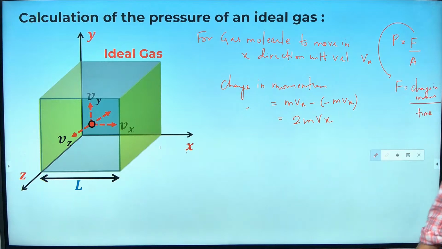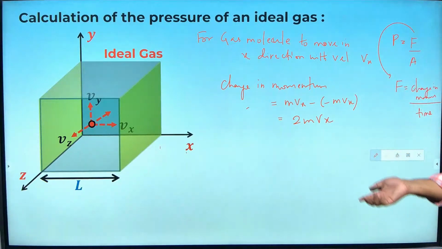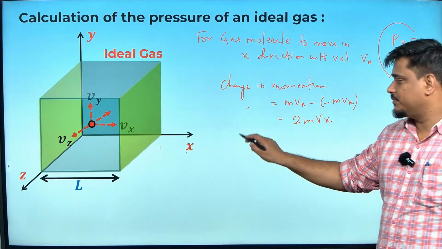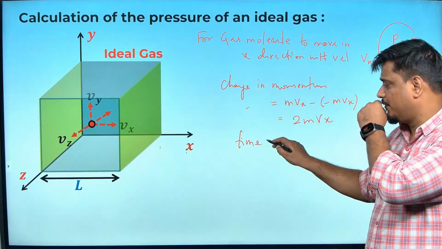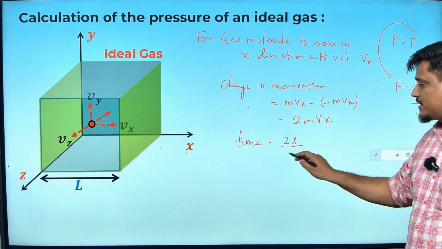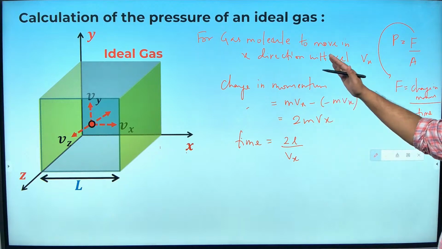Or you can take initial momentum minus final; one negative will come if you say it like that. We'll take its magnitude only anyhow. So it's going to be 2 mvx only, the magnitude. And time: time will become equal to 2L, the distance, over velocity Vx. Do you agree? So we found the change in momentum, and we found the time.